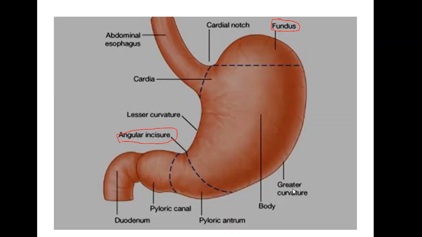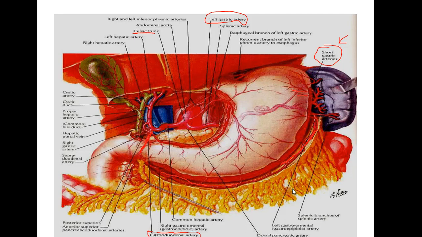We have two openings in the stomach: the cardial opening, which is the superior one, and the inferior one, which is the pyloric opening that connects the stomach to the duodenum. Very important to remember the blood supply of each GI structure. Very, very high yield. The first one is the esophagus.